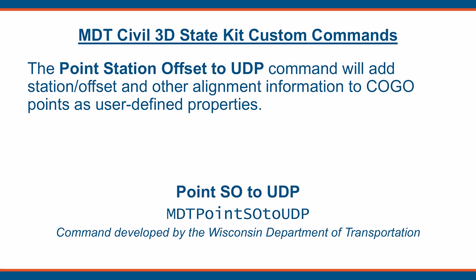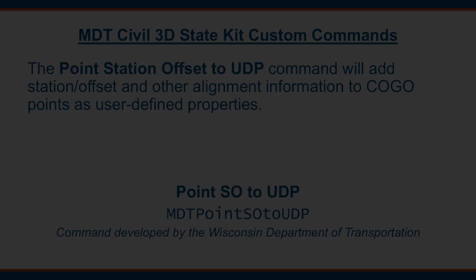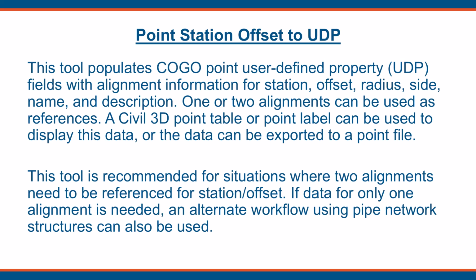The point station offset to UDP command will add station offset and other alignment information to Kogo points as user-defined properties. The point station offset to UDP command is developed and provided by WizDot. This tool populates Kogo point user-defined property fields with alignment information for station, offset, radius, side, name, and description.